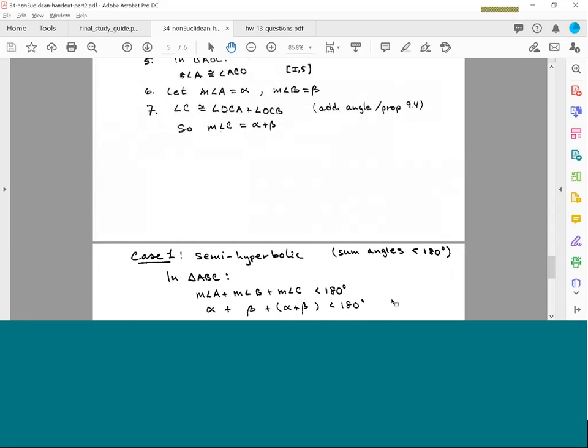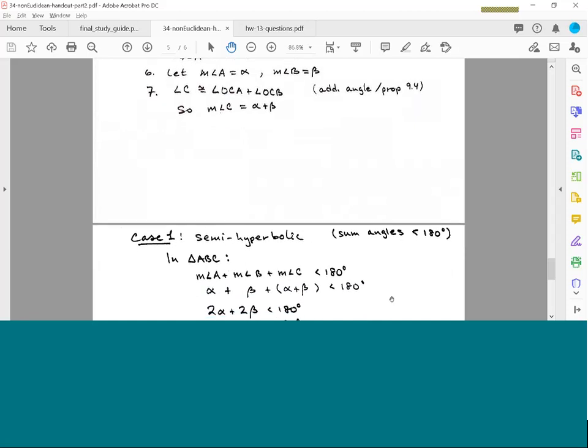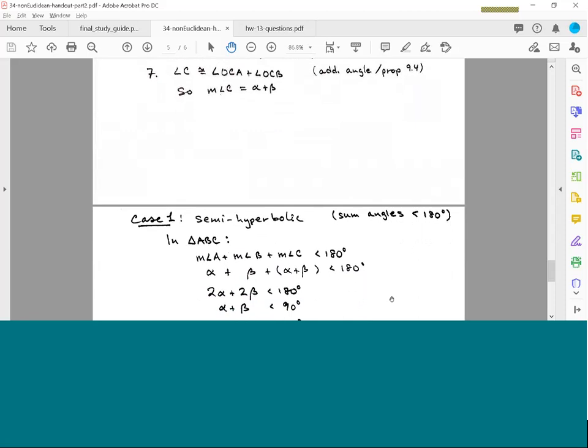So we said that the measure of angle A was represented by alpha, the measure of angle B represented by beta, and we figured out algebraically that the measure of angle C was the same as the sum of alpha plus beta. Well, notice in that expression, you have more than one copy of alphas and betas, so we add them together, and we'll get 2 alpha plus 2 beta, still less than 180 degrees. Well, you factor out the 2, you divide by 2 on both sides, and you'll get the sum of alpha plus beta still has to be less than 90.